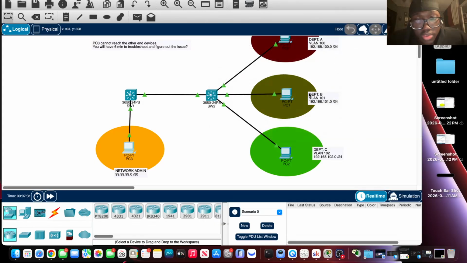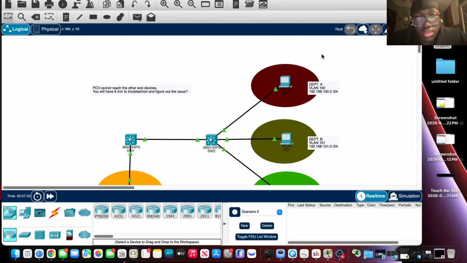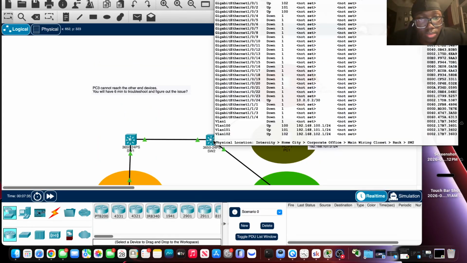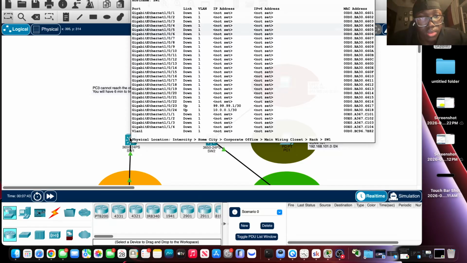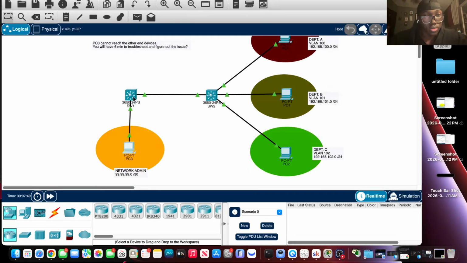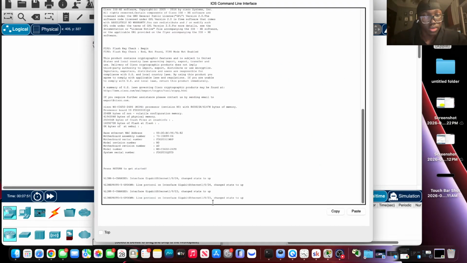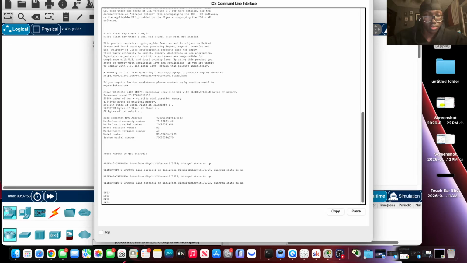Okay, so these are VLANs. We have the VLANs. And the VLANs aren't here. None of those IP addresses are here. So I know exactly what we can do. We can go here and set a static route.